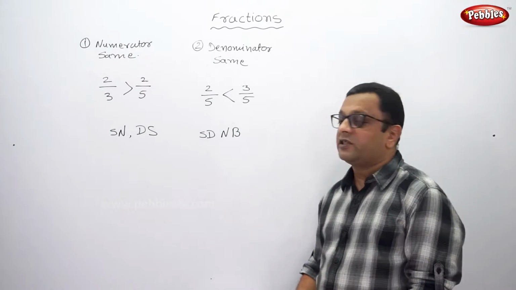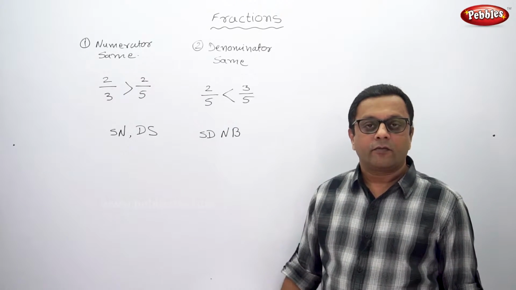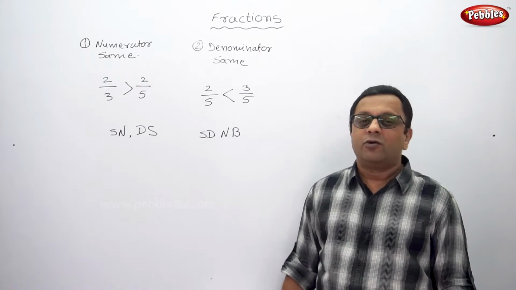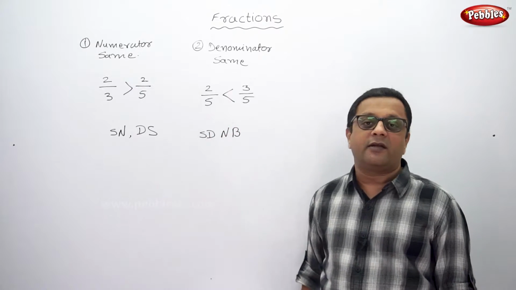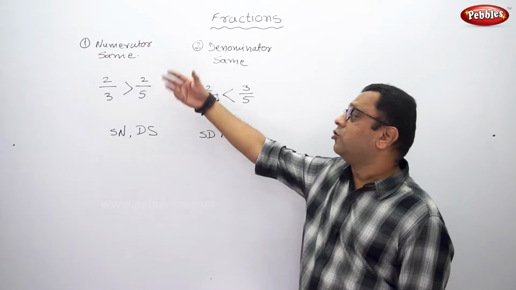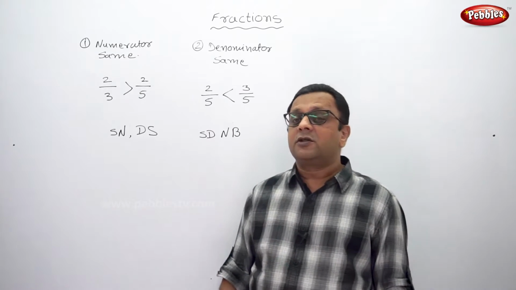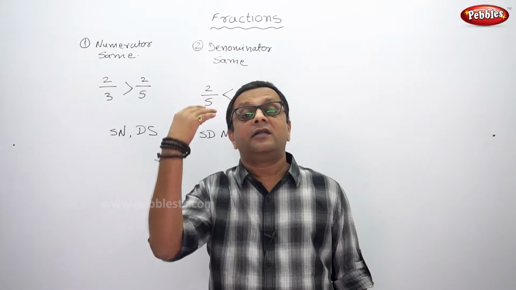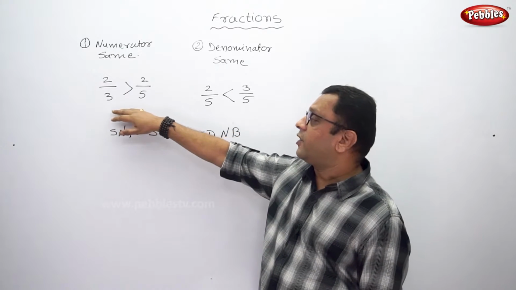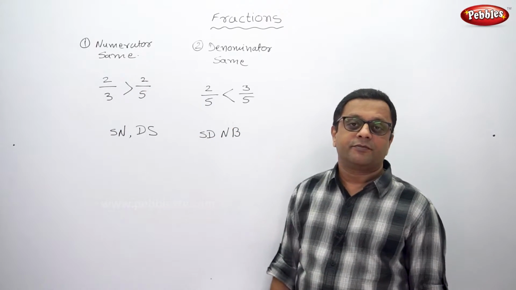This is very easy to decide because you don't need any other steps for it. Whenever the numerators or denominators are the same, you can just judge visually which is the bigger number, whether in the numerator or the denominator. That's all. The problem comes when there are unlike fractions. In this case also these are unlike fractions. Denominators are different, but the numerator is the same.